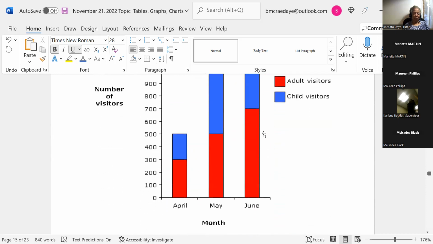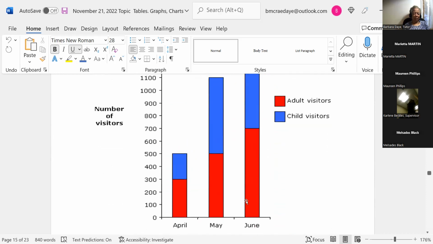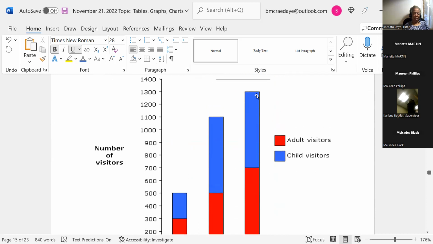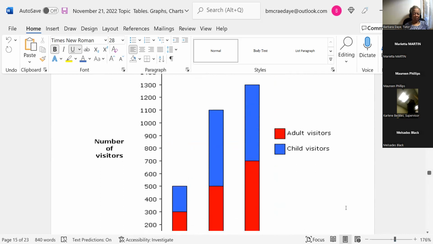All right. Now, that can also be a stacked double. In other words, you could put the blue on top of the red, and you're still seeing the child visitors in blue and adult in red. And you read them off the same. You just go across here. 700 across here. 13. Okay.